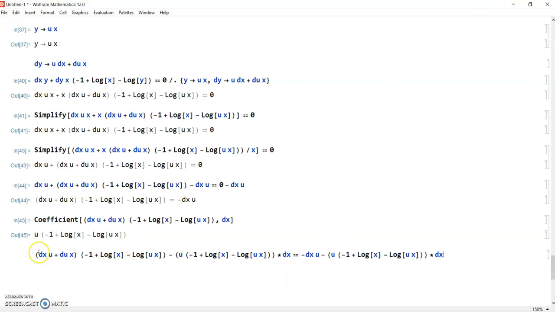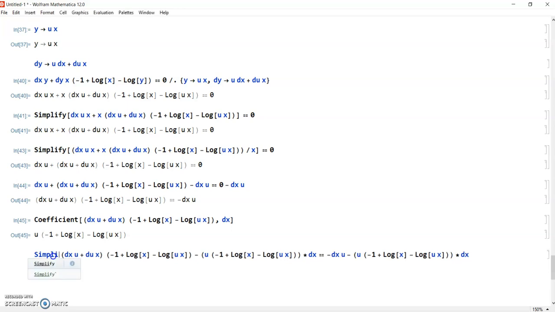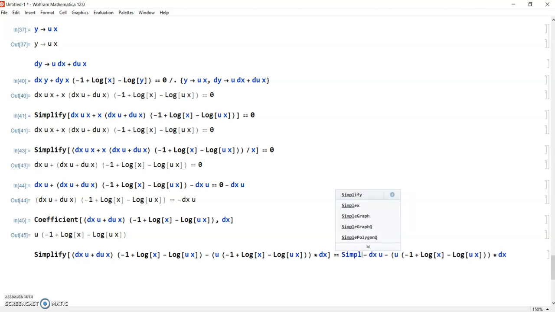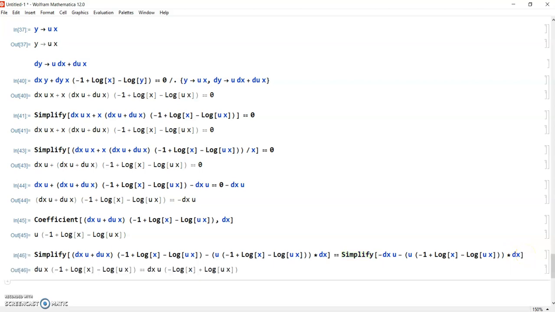And probably we will need to simplify as well. So simplify, and then up to here, and also simplify here. Simplify, and bracket close. So execute it.